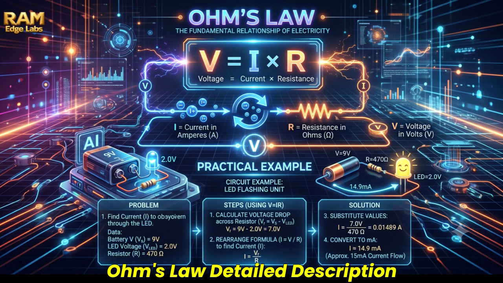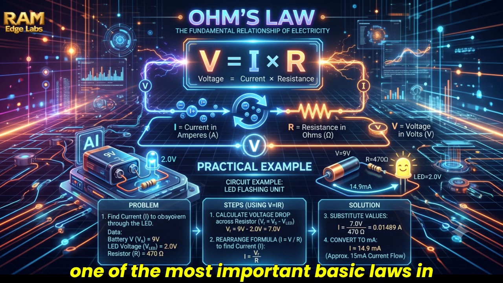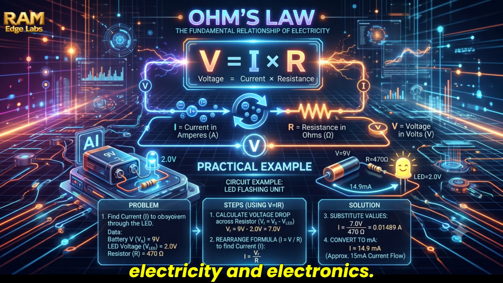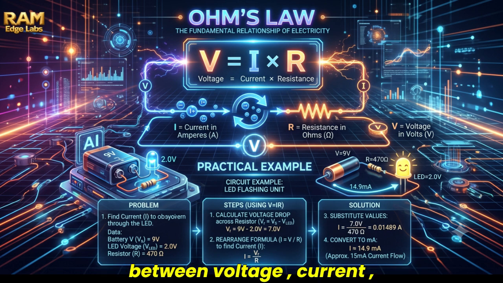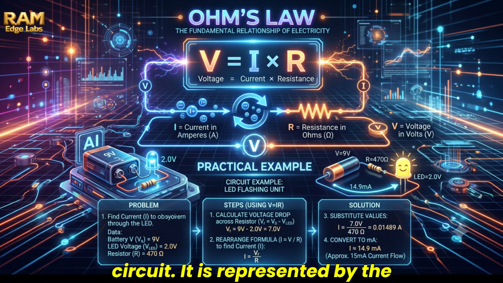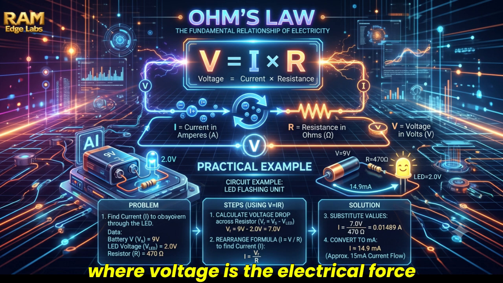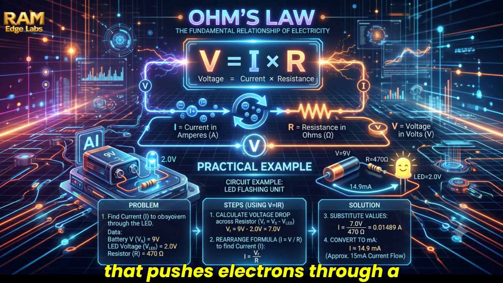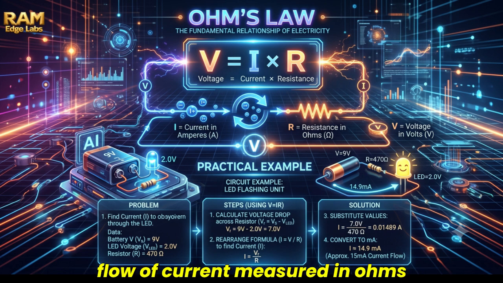Ohm's law detailed description. The image explains Ohm's law, which is one of the most important basic laws in electricity and electronics. Ohm's law describes the relationship between voltage (V), current (I), and resistance (R) in an electrical circuit. It is represented by the formula V = I × R, where voltage is the electrical force that pushes electrons through a conductor, current is the flow of electrons measured in amperes (A), and resistance is the opposition to the flow of current measured in ohms (Ω).